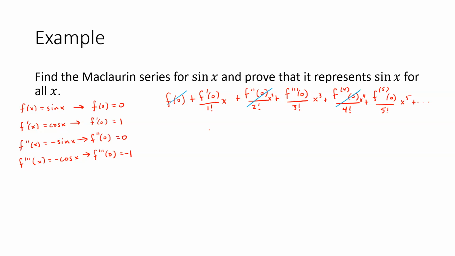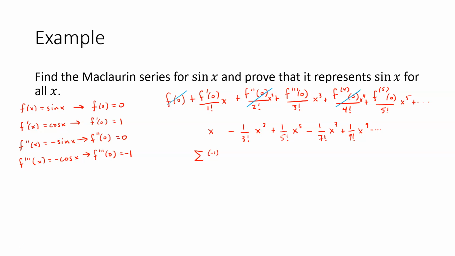So it'll be positive x here, then minus 1 over 3 factorial x cubed, and then plus 1 over 5 factorial x to the 5th. And we can guess that it's just going to cycle back and forth between 1 and negative 1 on all the odd degree terms. So I have minus 1 over 7 factorial x to the 7th, and so on, plus 1 over 9 factorial x to the 9th. Okay, so for sine x, it's going to be all these odd degree terms.